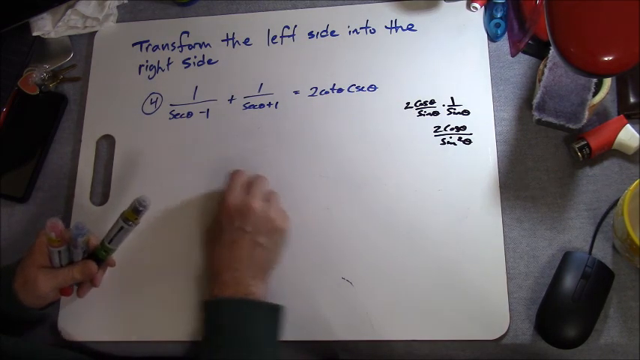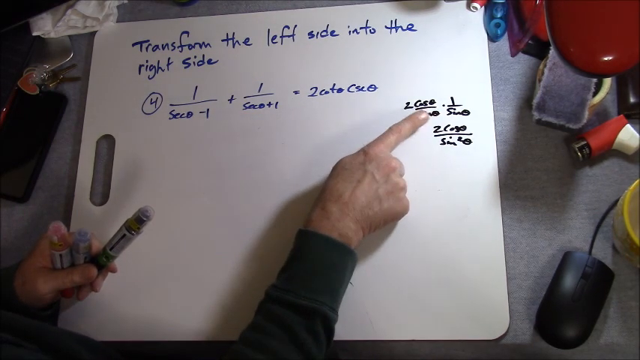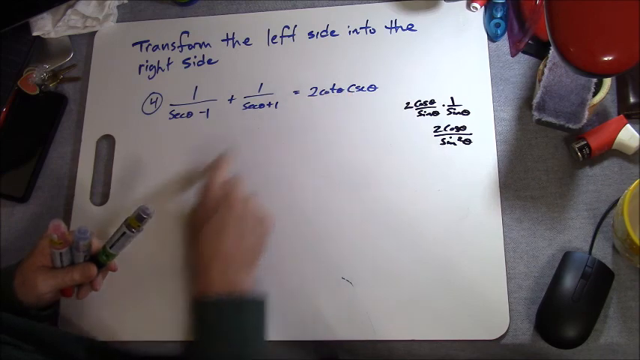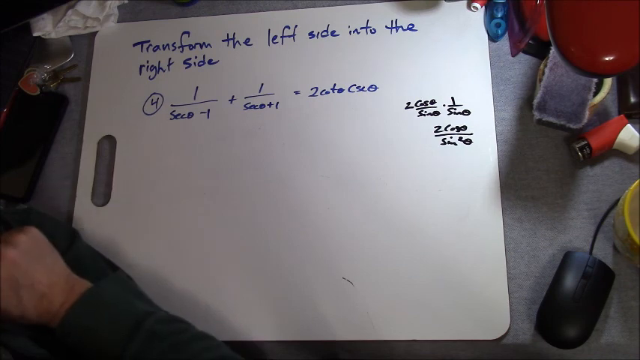Okay, does that make sense? If I can make this side look like this, well then I know it's equal to this, and I know it's equal to this. All right. So let me just tell you one more thing.